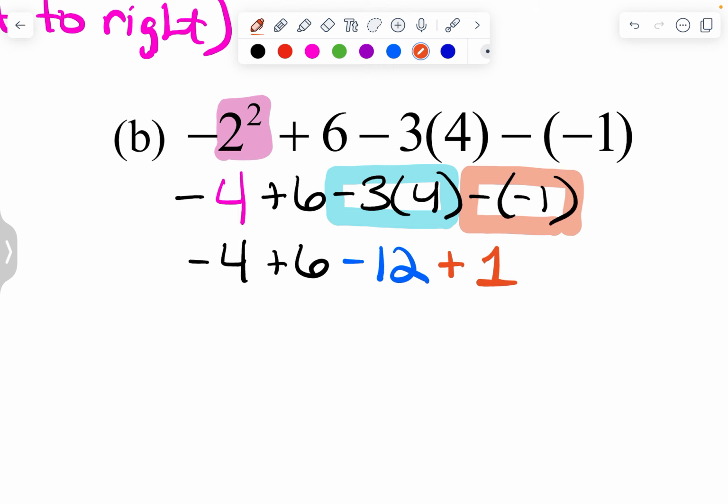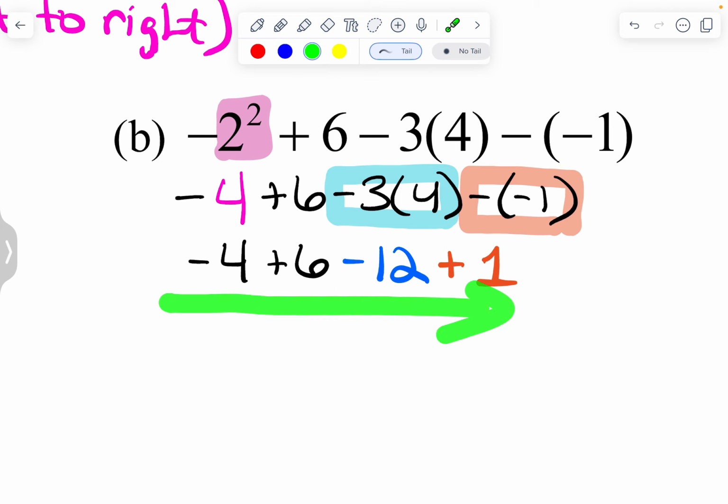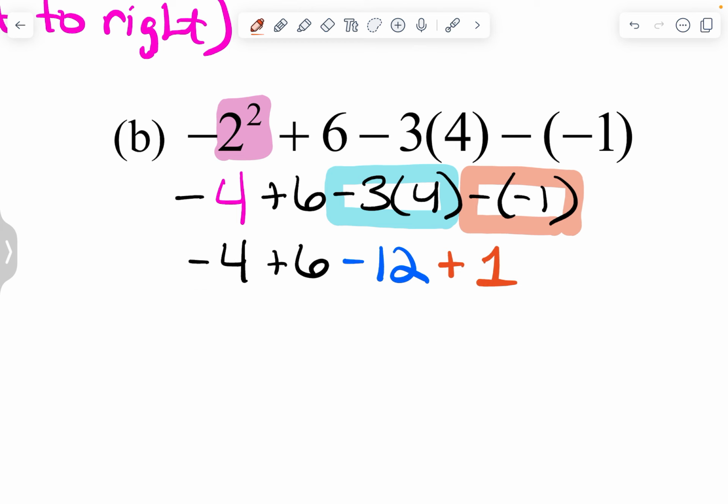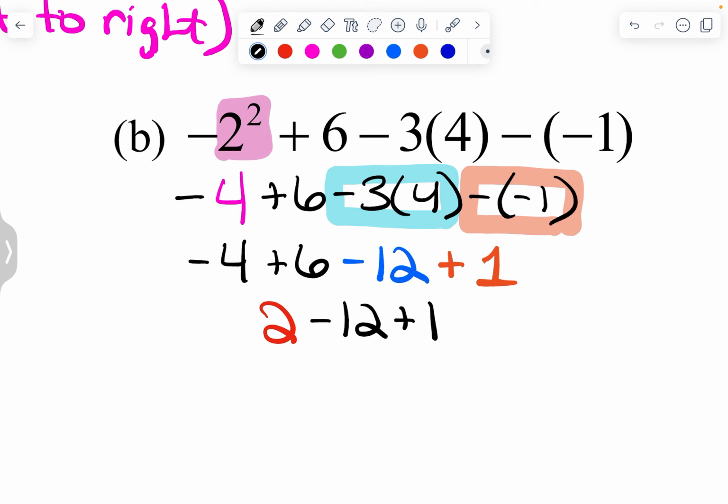Now at this point, I just have addition and subtraction left over. You can do one of two things. You can combine all the negatives and all the positives separately and then look to see what you have more of. What I'm actually going to do is just work left to right across the problem. So let's see what we got here. Negative 4 plus 6, this very first part right here, that's going to be 2. Leave the rest alone, minus 12 plus 1. Keep walking my way across the problem.